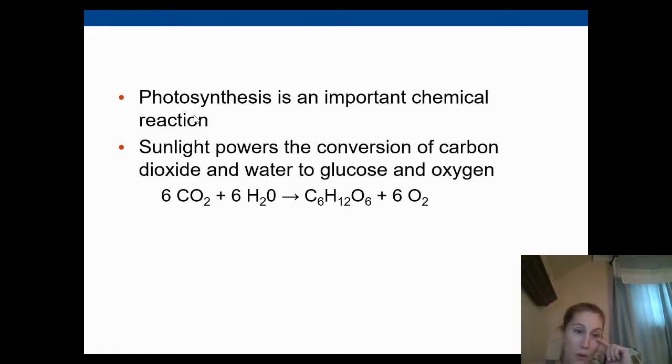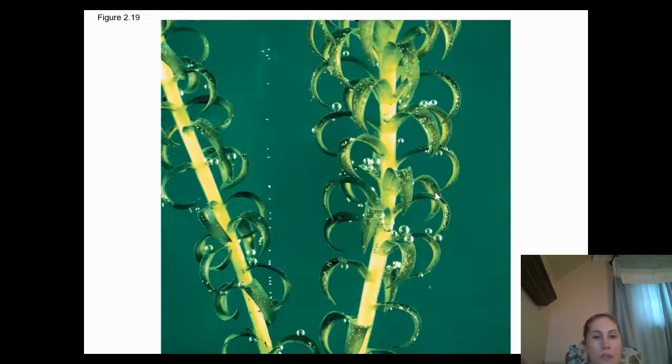Photosynthesis is an important chemical reaction. You start with carbon dioxide and water. You also need sunlight from the sun. That's a fabulous drawing that I got going on there. And then you convert that to glucose and oxygen. You're also going to make ATP from that, but the energy to do that is stored within the bond.